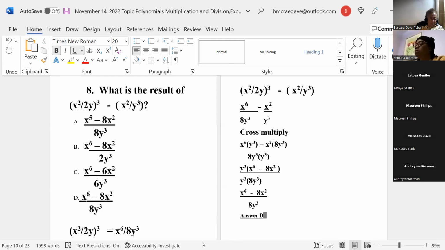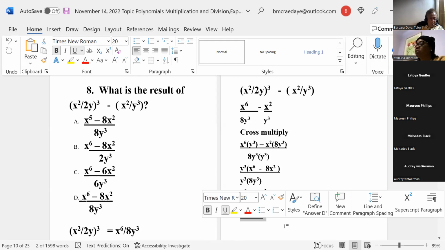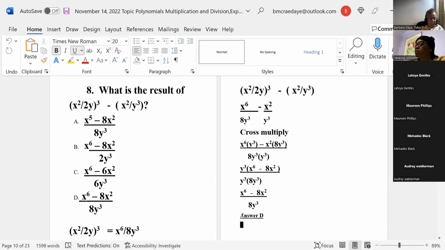So when you get it in a format like this, you look at what term is common, and you can factor out that common term.